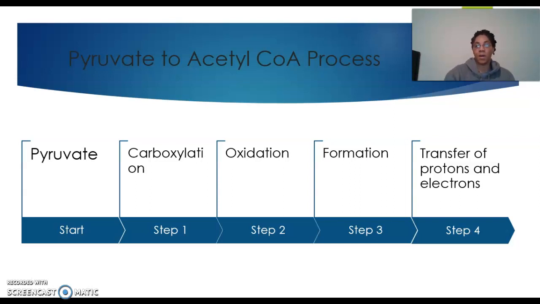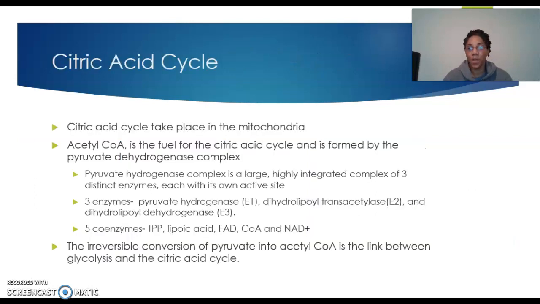So let's go. For pyruvate to be converted into acetyl-CoA, it goes through the citric acid cycle. Glycolysis takes place in the cytoplasm. The citric acid cycle takes place in the mitochondria. Acetyl-CoA is the fuel for the citric acid cycle and is formed by the pyruvate hydrogenase complex. The pyruvate hydrogenase complex is a large, highly integrated complex of three distinct enzymes, each of which has its own active site. Like I said, you have three enzymes and five coenzymes.